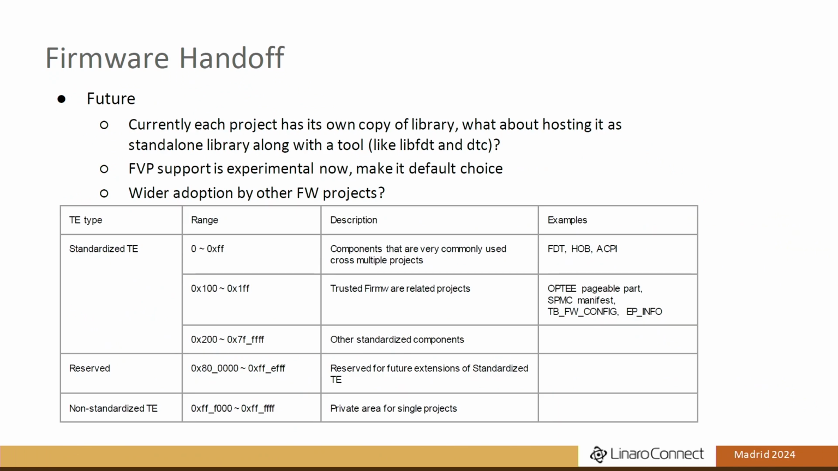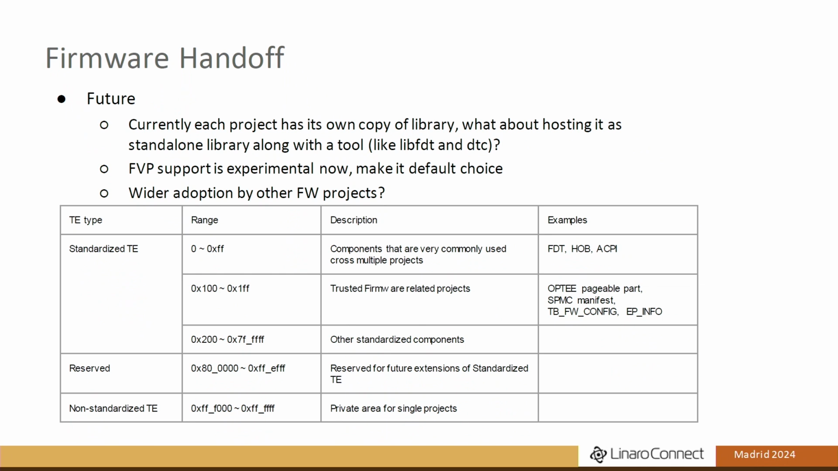So they are just a table highlighting what kind of transfer entries there are. FDT is one type, HOB, ACPI. There can be one transfer entry in the list, and there is a range for non-standard transfer entries. And also you have a project-specific transfer entry range. For example, all the projects related to Trusted Firmware can have one range. In the current spec, we have a few from this range, and these are already there, the standard ones.